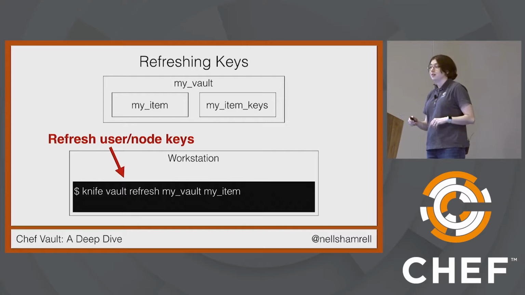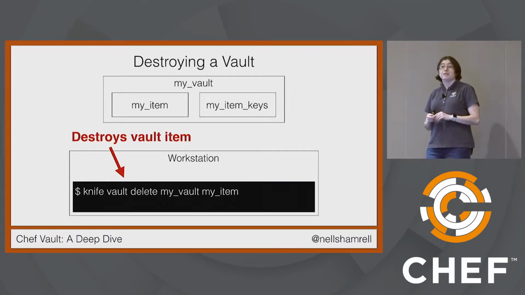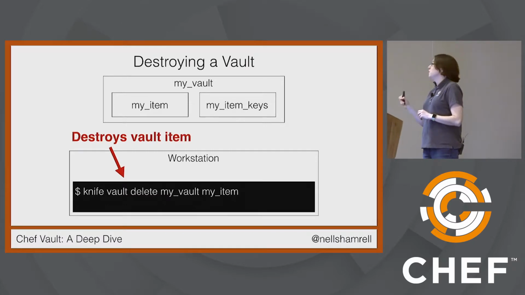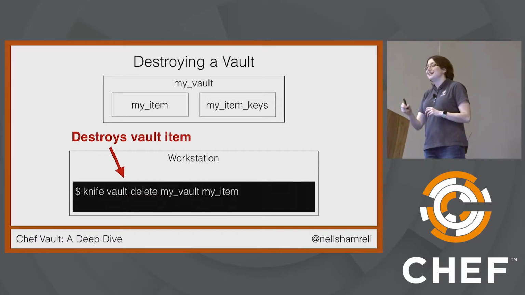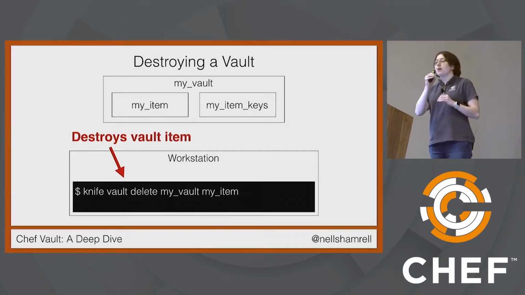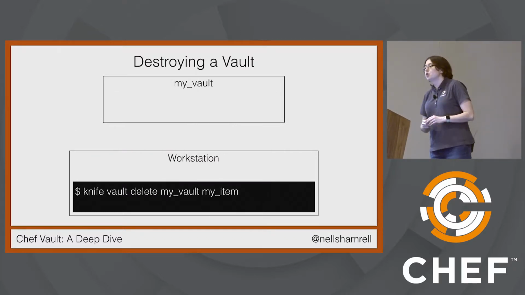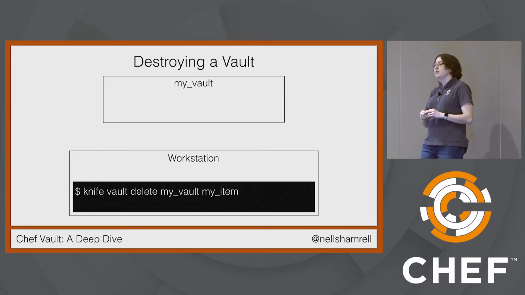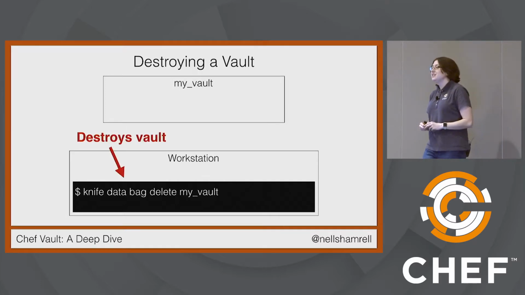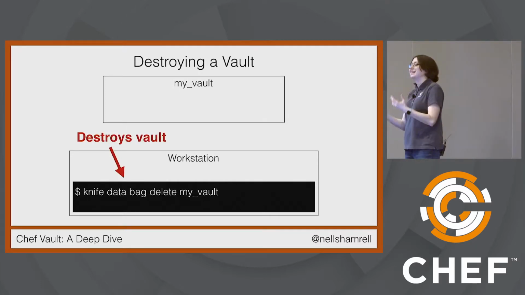Now, destroying a vault requires a few more steps. I first need to delete the items within that vault before I can delete the vault itself. So if I run knife vault delete my vault my item, it's going to delete those items within the vault, but it's going to leave that empty vault out there. So to get rid of that now empty vault, I need to run the knife data bag delete command.